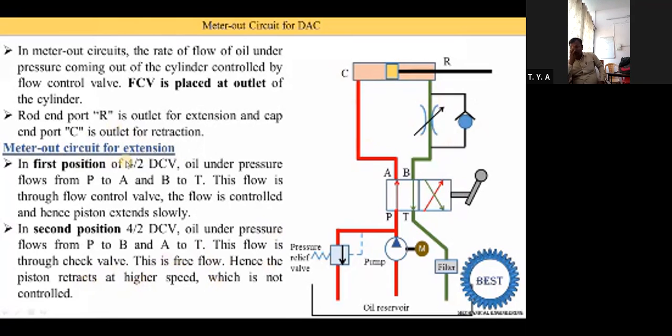So at that time we are only able to control the speed during the retraction stroke. Suppose here extension is written, then we only control the speed during extension. Suppose here retraction is written, then we are able to control the speed only during the retraction stroke.